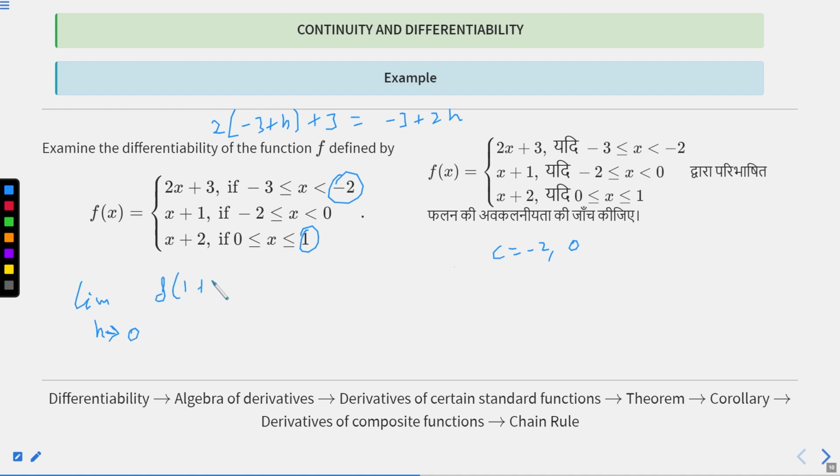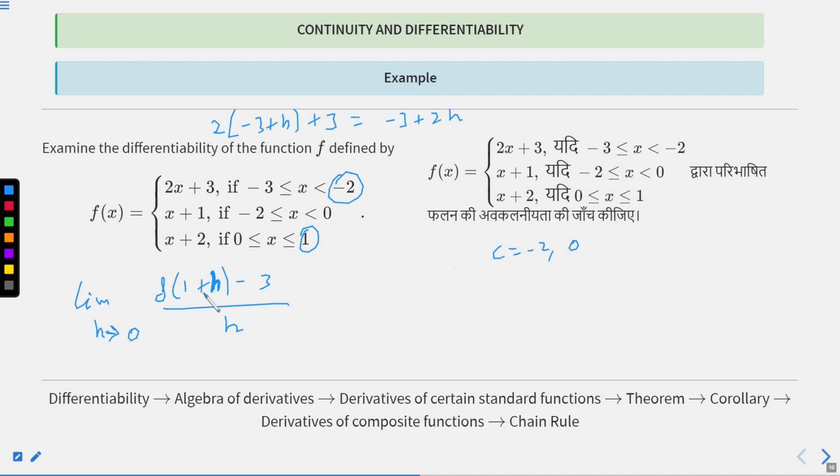Now, the limit as h tends to 0 of f(1 + h) minus f(1), divided by h. f(1) will be 1 plus 2, which is 3. Now, what does 1 plus h mean? It is quite simple: 1 plus h.